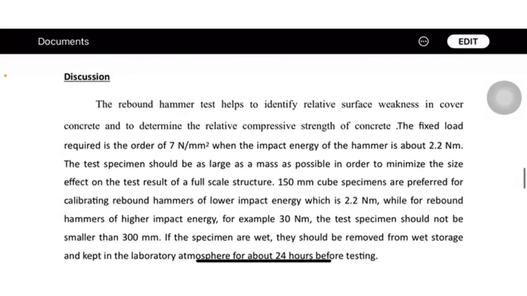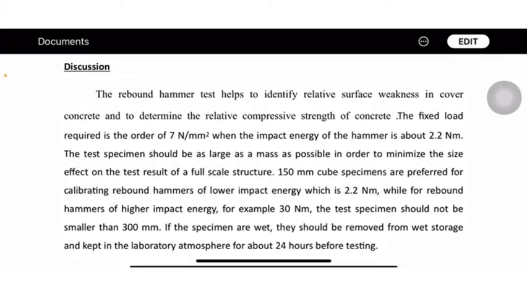And discussion. So this is the discussion. For me, the specimens are wet cured. They should be removed from wet storage and kept in laboratory atmosphere for about 24 hours before testing in order to obtain a correlation between rebound number and strength of wet cured and wet tested cubes.